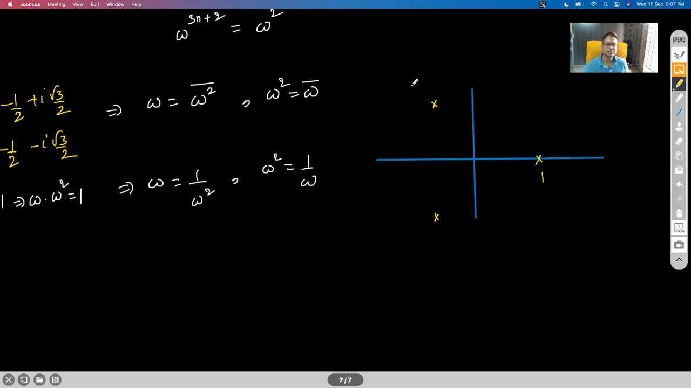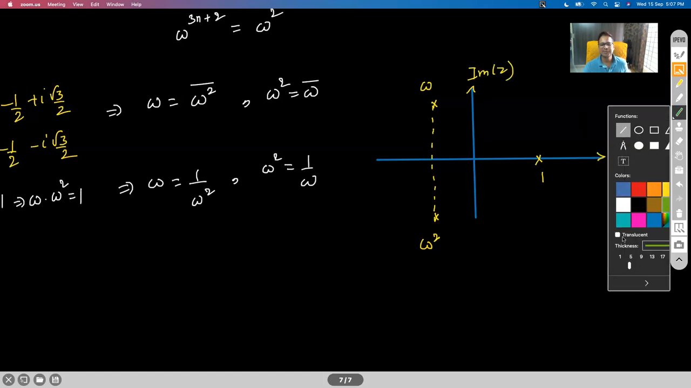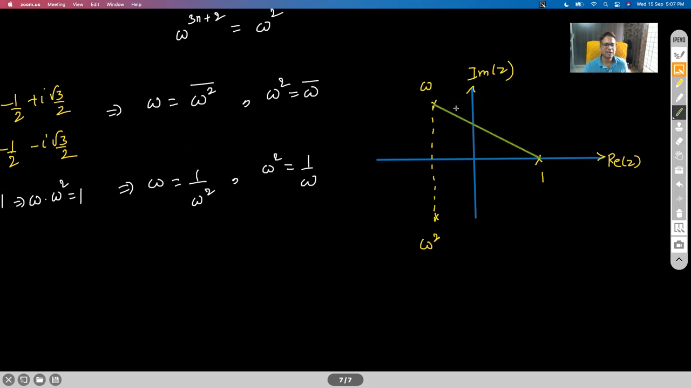So if this is 1, this is omega, this is omega square. Please note omega and omega square are conjugates of each other, so they will be mirror images about the real axis, correct? And as already discussed, if you connect these complex numbers, you will get a regular polygon. In this case, the polygon is an equilateral triangle. Please understand here, the side length will be root 3.